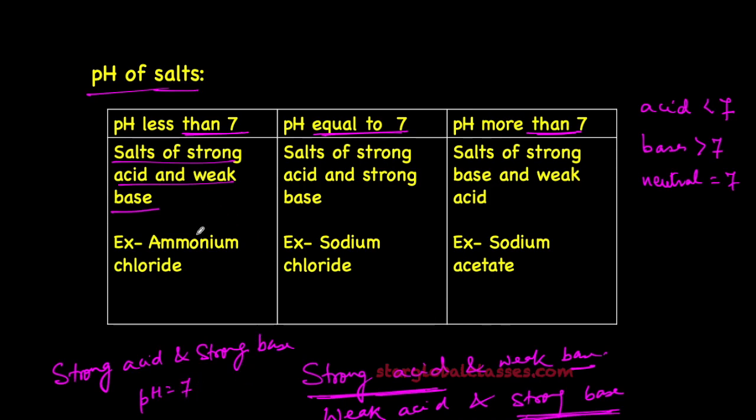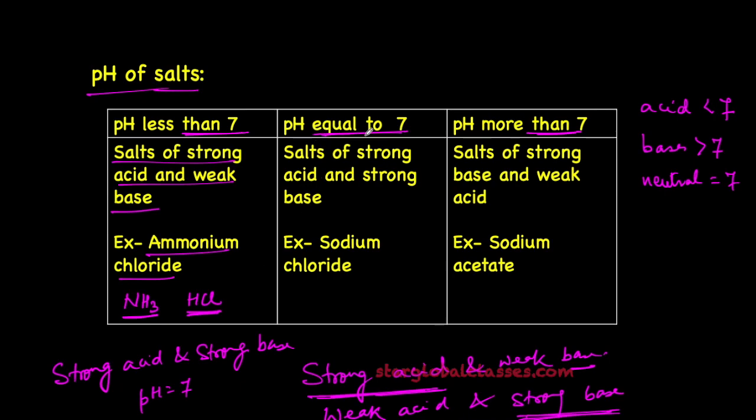Here we can see this salt, ammonium chloride, is made from ammonia and hydrochloric acid. Hydrochloric acid is a strong acid, so the pH of the salt made is less than 7. I said pH is towards the substance which is strong in the salt. This salt is made up of a strong acid and weak base, so the pH of the salt is toward the acid side, means it is less than 7.